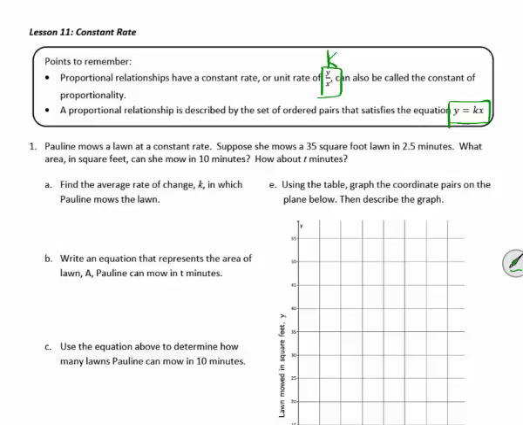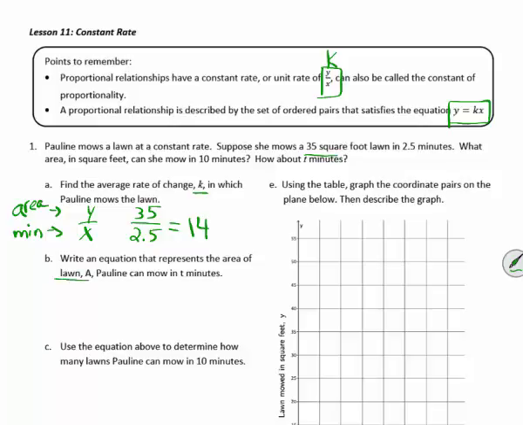So we're going to first find the average rate of change, k, at which Pauline mows the lawn. So k is equal to y over x. y is going to be the area, and x is going to be the number of minutes. Well, we know she can do 35 square feet in 2.5 minutes, so 35 over 2.5, and we're going to divide that out. You can use your calculators for this, and that's going to give me 14. That's her unit rate.